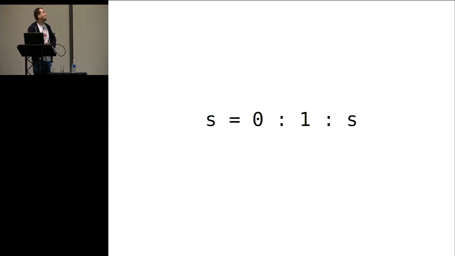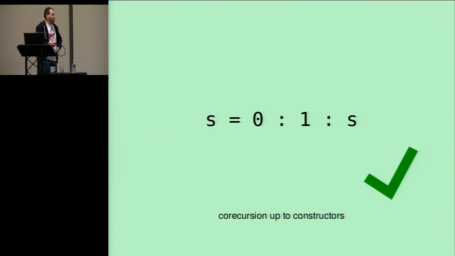Another example, this one is also productive, but it's not primitively corecursive anymore. The right-hand side starts with the constructor, but what follows is not directly a corecursive occurrence, but another constructor. So I call this corecursion up to constructors.